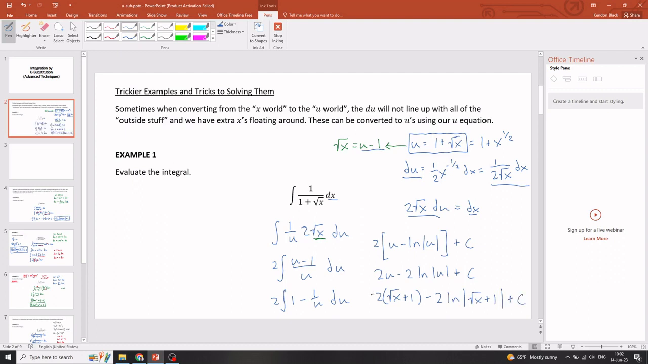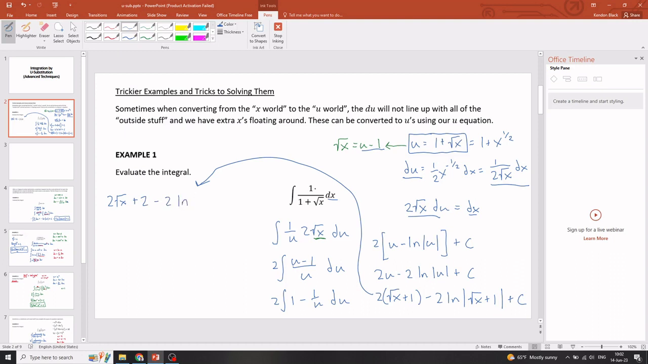Okay, now I'm running out of space here, so I'm going to come all the way over here. And let's go ahead and distribute that first 2. We have 2 root x plus 2 minus 2 ln.